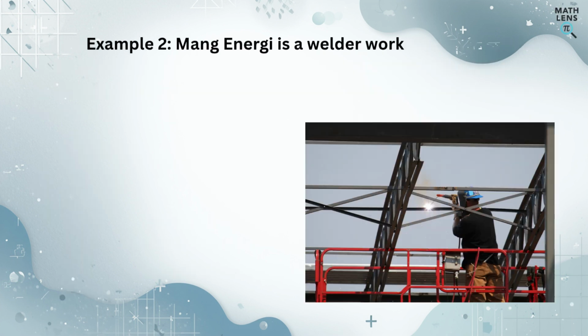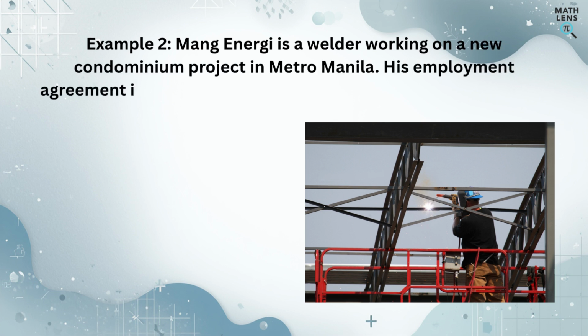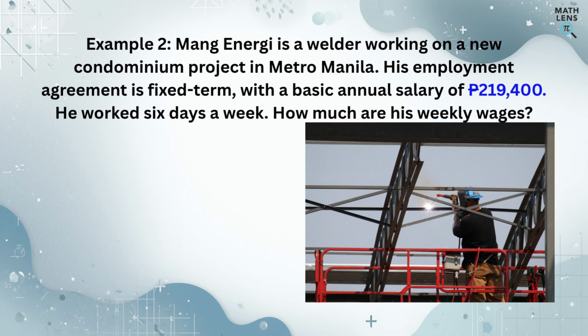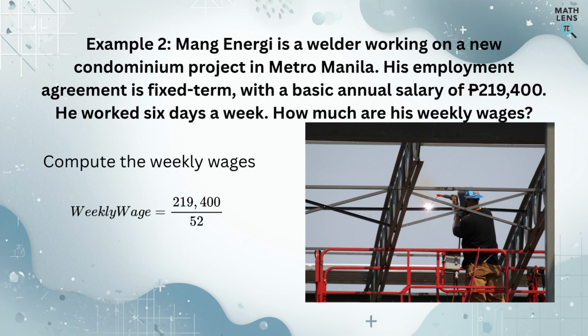In example 2, we have Mang Energy, a welder engaged in constructing a new condominium project in Metro Manila. His contract is fixed term, and he receives a basic annual salary of 219,400 pesos. Now, Mang Energy works 6 days a week, and we need to determine his weekly wages. First, we calculate the weekly wages by dividing the annual salary by the number of weeks in a year. So, we'll take the annual salary of 219,400 pesos and divide it by 52 weeks. This calculation will give us Mang Energy's earnings per week of 4,219.23, providing him with a consistent measure of his weekly income.